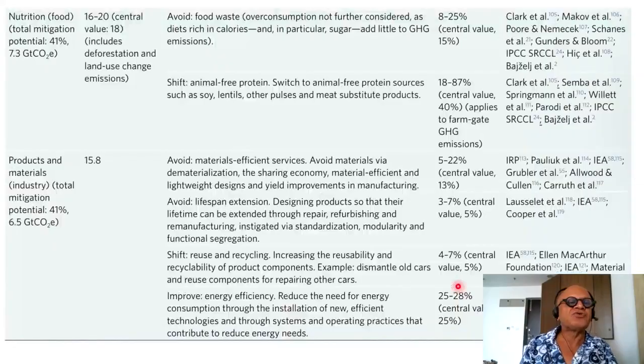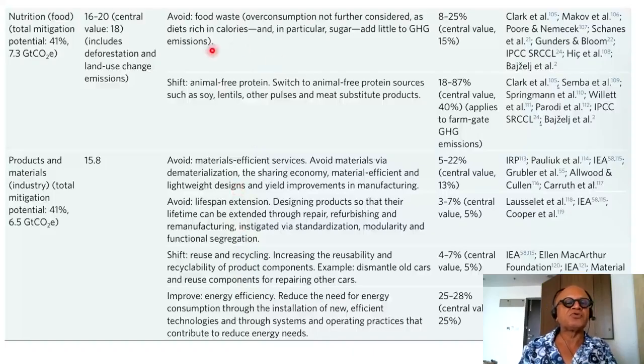Okay, for nutrition, again, emission of 16 to 20 gigaton CO2 equivalent, but the ASI framework offers 41% reduction. Products and materials under industry, with a 15.8 gigaton CO2 equivalent emission in 2050, offers 41% reduction at 6.5 gigaton CO2 equivalent. Okay, so you can read the details of these in avoid shift.